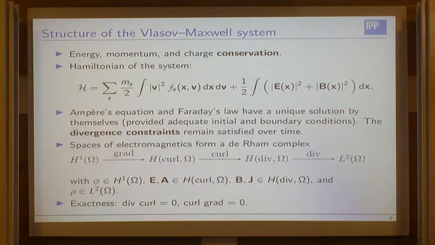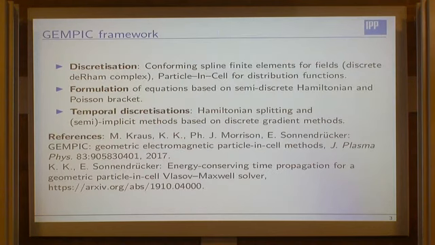And then you have this exactness property. Since the divergence of a curl is zero and the curl of the gradient is zero, due to these exactness properties, you will have those divergence constraints satisfied. So this is the structure behind, in a nutshell.